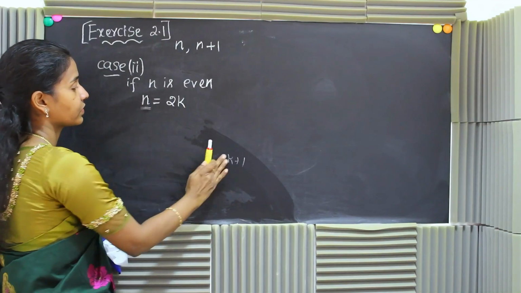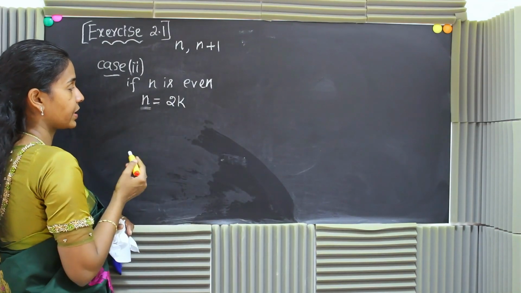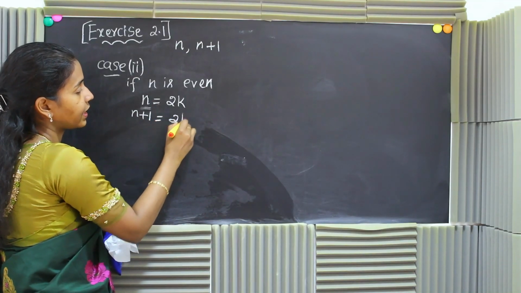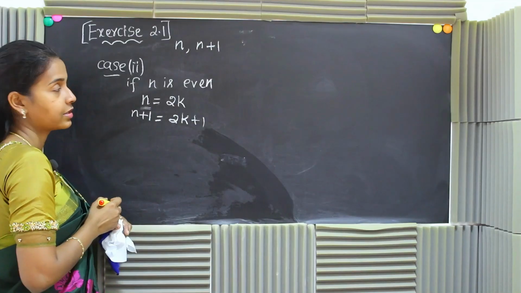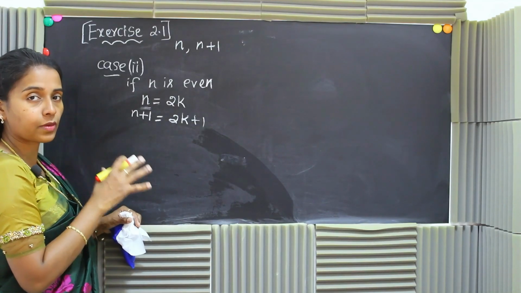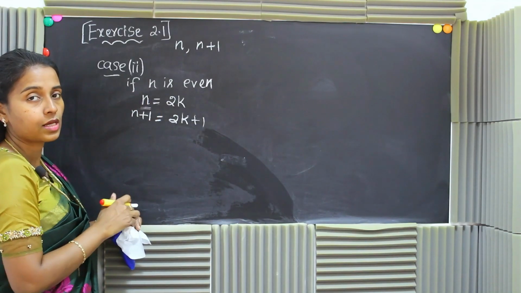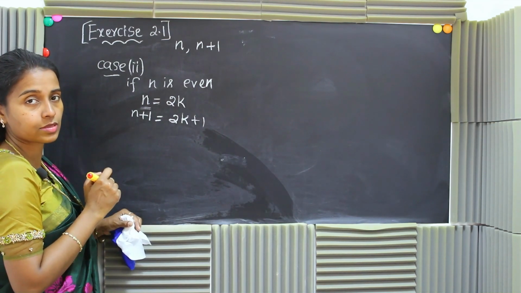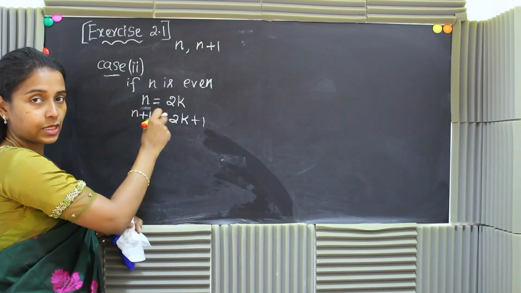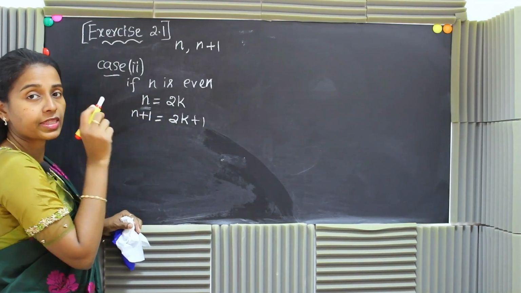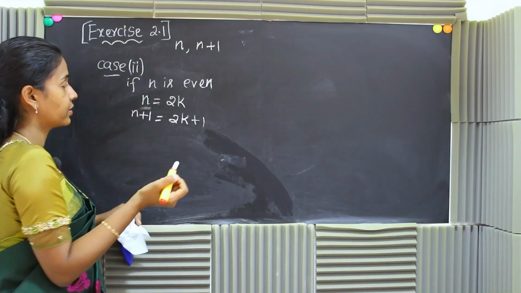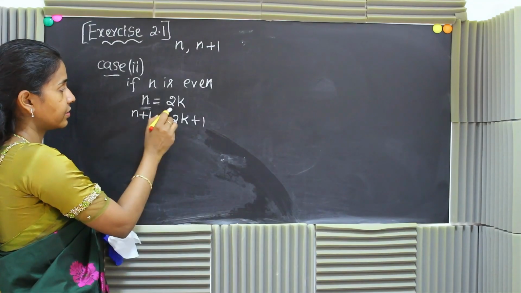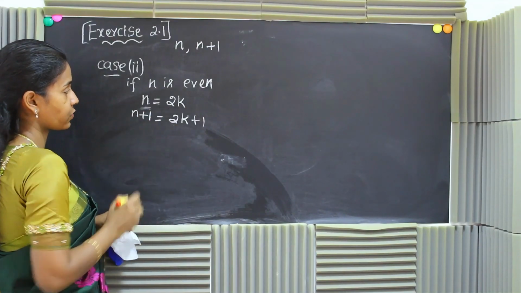Then if n is 2k, n plus 1 would be 2k plus 1, right? So here we have to remember the formula for creating even numbers. In that case, we should remember the formula for creating odd numbers. Here n equals 2k. There n equals 2k plus 1. So here n is 2k, n plus 1 is 2k plus 1.